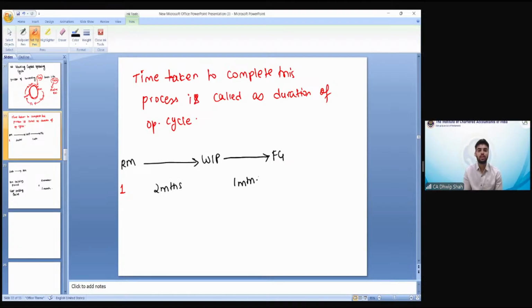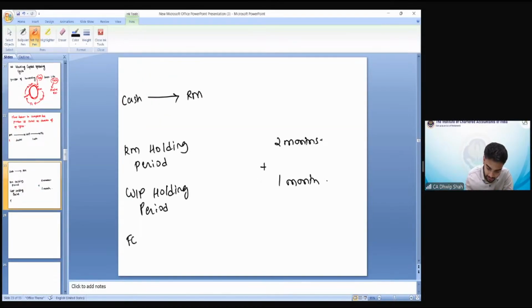As I told you, customers बाहर line लगा के नहीं खड़े होंगे. No customers would be standing outside just waiting for my process to get completed. No. Before selling to the customers, I have to store stock of finished goods. I have to keep some stock of finished goods for some period of time. Yes or no? So let's say my FG holding period is another 1 month. So before selling it to customer, my FG remains in my store for 1 month.